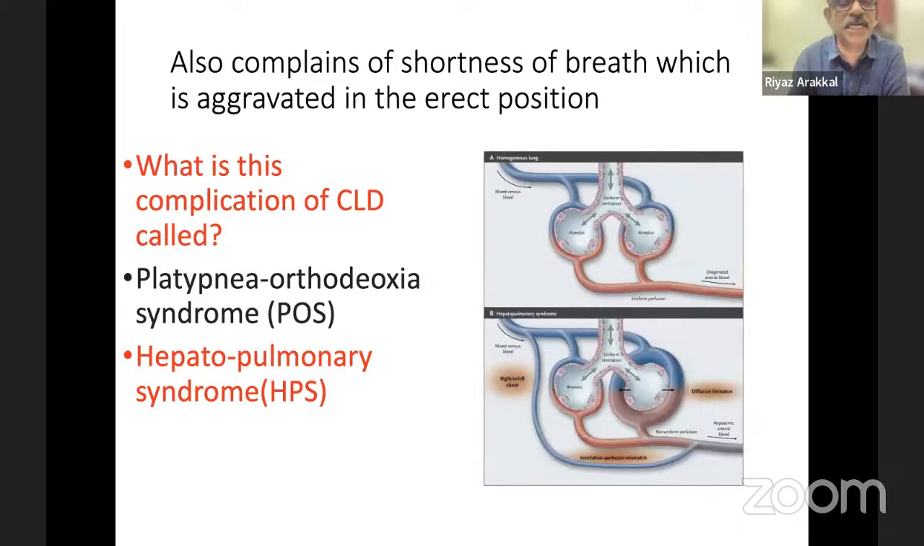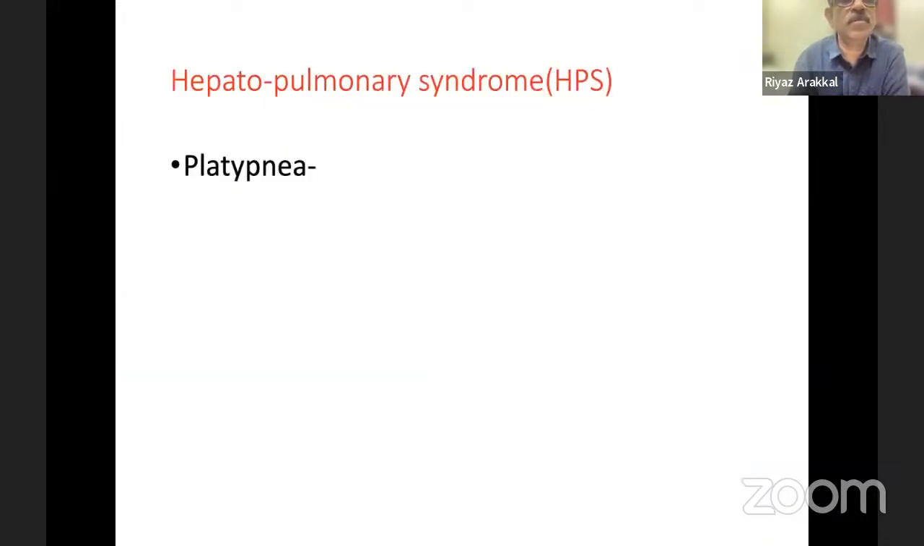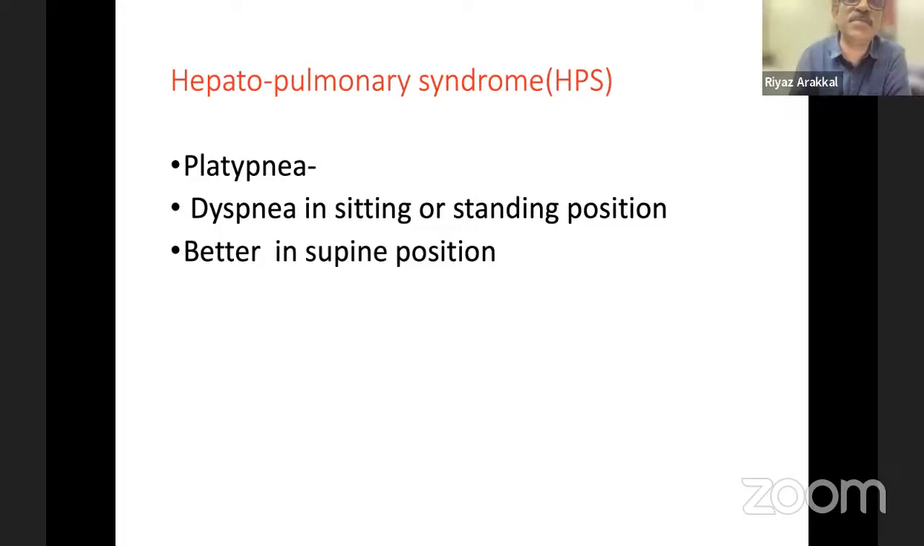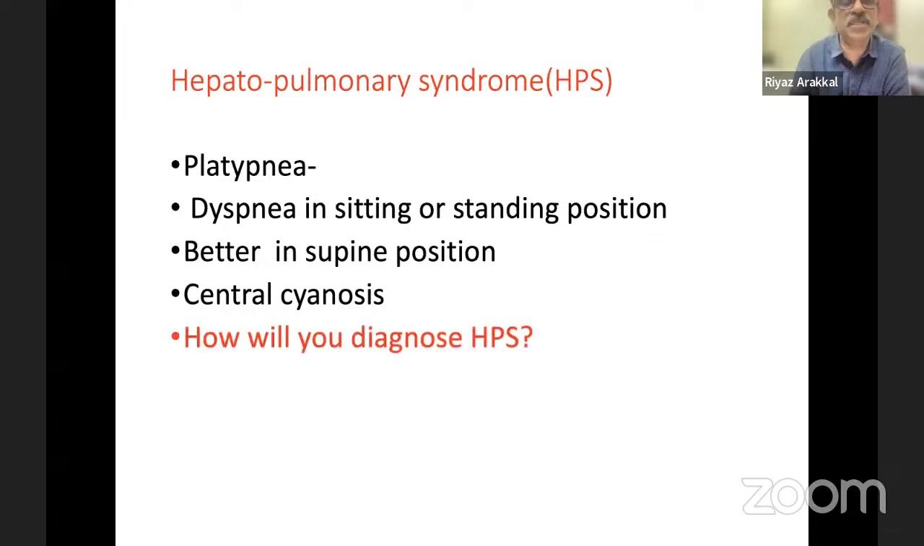I think you should study more about hepatopulmonary syndrome. You may get a short note on it. So what is platypnea? Breathing difficulty in the sitting or standing position, but the patient will be comfortable in the supine position. There will be central cyanosis. One of the causes of cyanosis in cirrhosis is the development of hepatopulmonary syndrome.